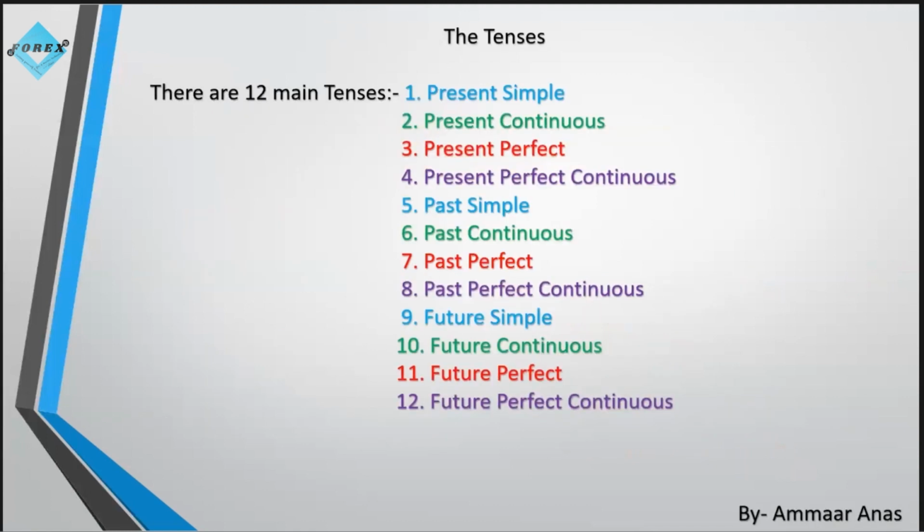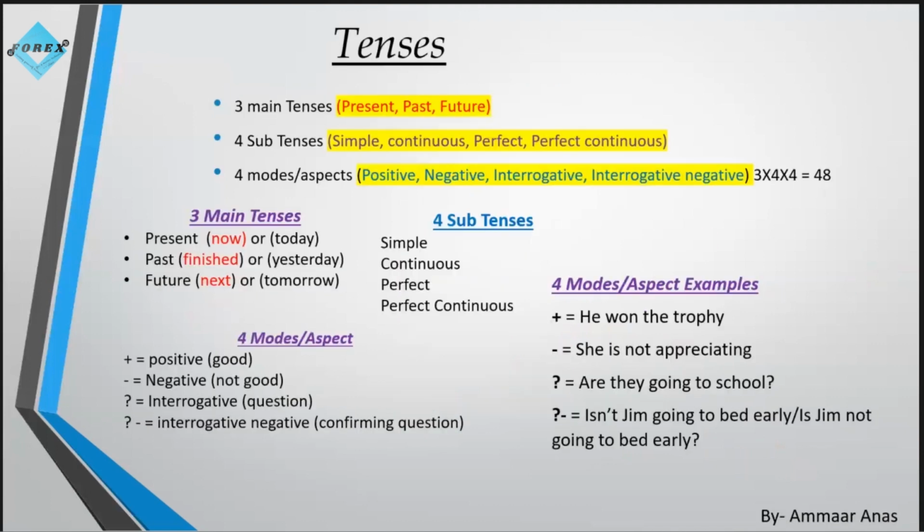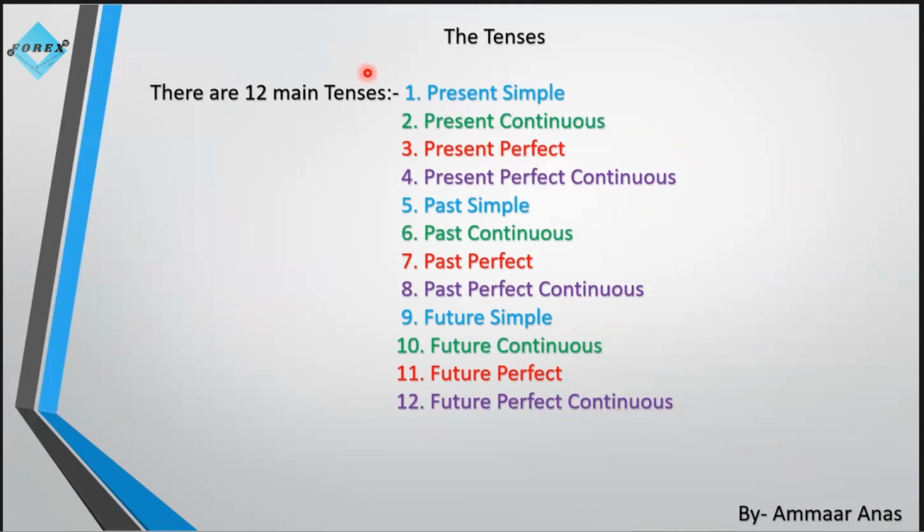Now, maybe if you have studied in school, they teach you only the 12 tenses, and you might be wondering where I get 48 tenses from. Of course, because they don't teach you the four modes or aspects, they teach only the main tenses and the four sub-tenses. So this is how it's constructed: present simple, present continuous, present perfect, present perfect continuous. If you can see now, these are all said as present. This is a group of present. These four are grouped as present, this is past, and this is future.